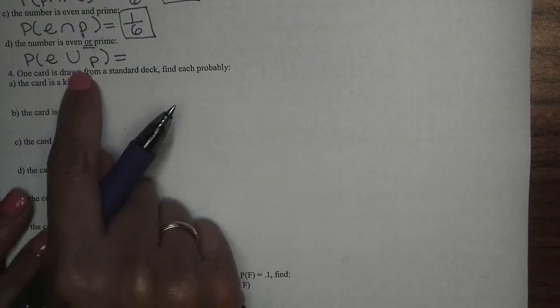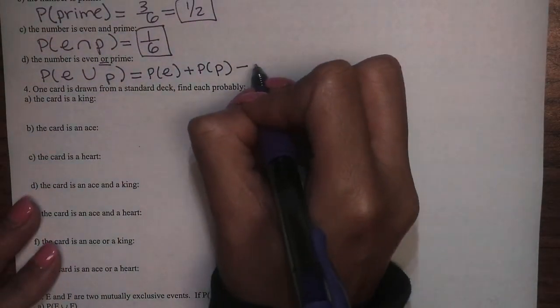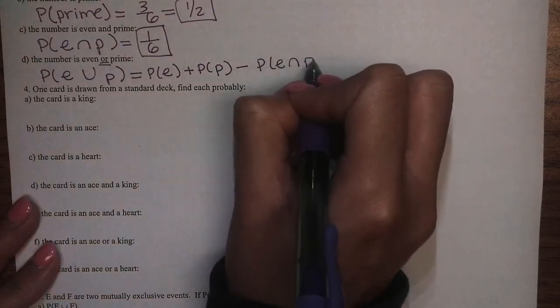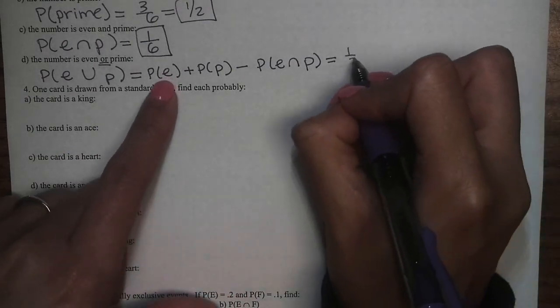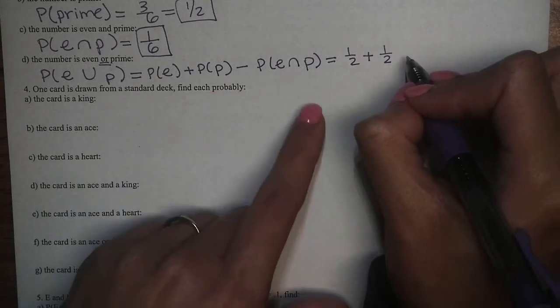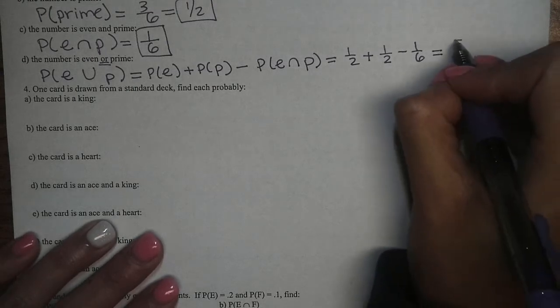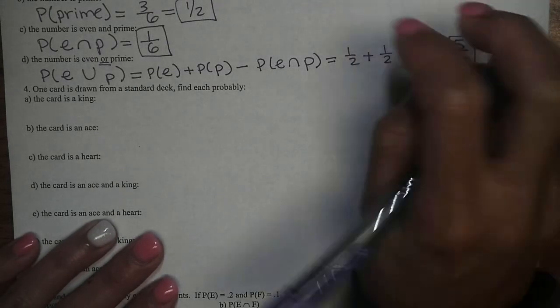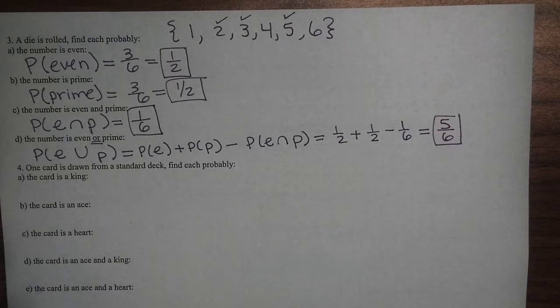So that's what we're going to do. The probability of even or prime, I'm going to use a formula. It's going to be the probability of even plus the probability of prime minus the intersection of even and prime. So we already have all that information because we already did the probability of even was a half, the probability of prime was also a half, and we just found the intersection of even and prime to be 1/6, so we subtract that. Use your calculators, and that would be 5 out of 6. So 5 out of these 6 numbers are even or prime. So all of them except for 1. And that's how you do some probabilities with rolling a die.